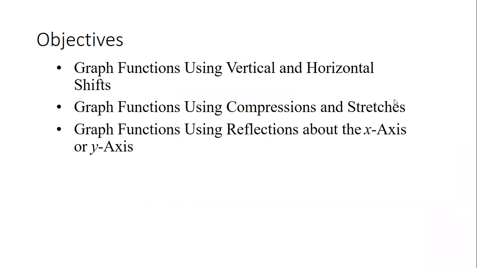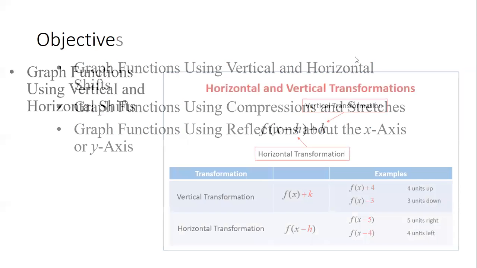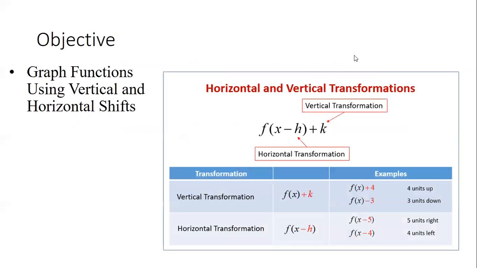So our objectives are to graph functions using vertical and horizontal shifts, to graph using compressions and stretches, and to graph functions using reflections about the X and Y axis. All this should somehow ring some bells and sound familiar, seeing how you should have done it in Algebra 2 for every single function, every unit. So hopefully it goes fairly smoothly. We're going to start off with functions using vertical and horizontal shifts.